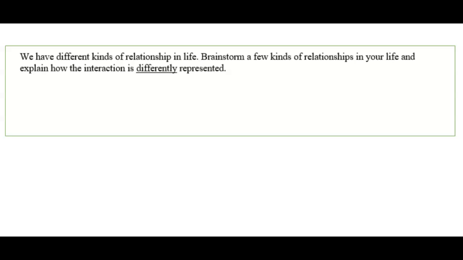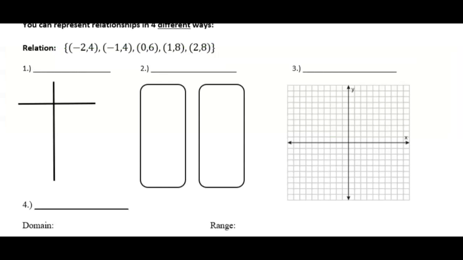And now, let's talk about how we can show relationships in math. So we have 4 different ways that we can do that. So we can do it by a T-graph or a table, a mapping, a graphing, or what's called the domain and range. So we are looking at this relation or this set of numbers or set of ordered pairs. We know it's a set because it's in squiggly brackets, okay? And we're going to look at this.